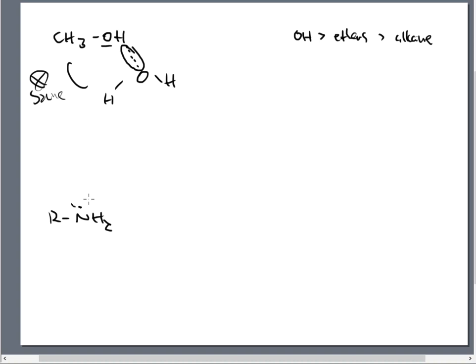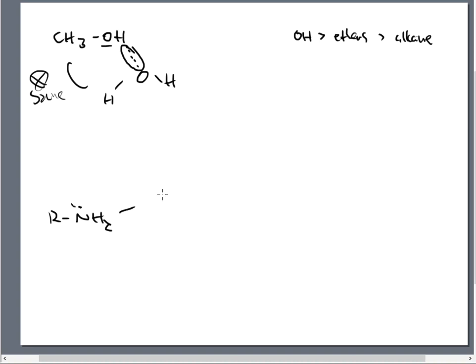Well, definition of a hydrogen bond: an H attached to an N, O, or F. Oh, there it is. There's my N. And then that H is going to be attracted to another N, O, or F on another molecule. Well, amines will participate in hydrogen bonding.